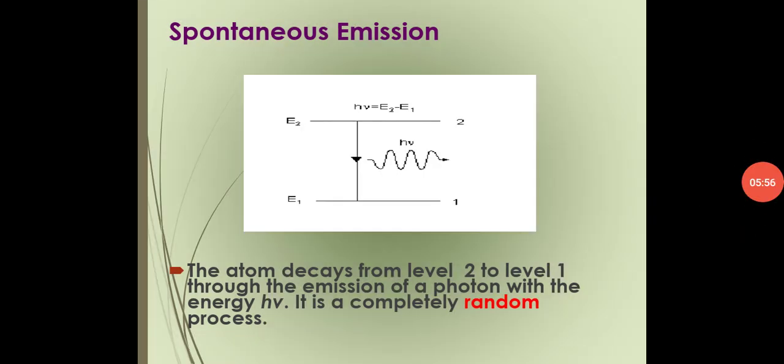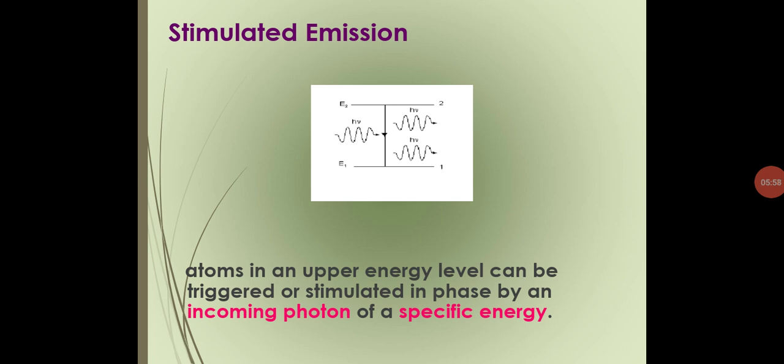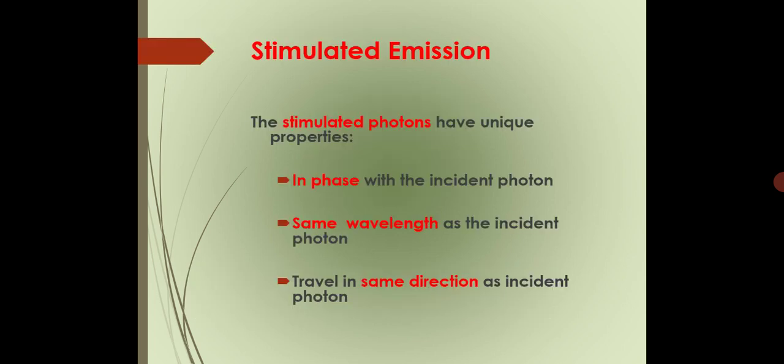Now, what is stimulated emission? When we give external energy to the excited electron in the E2 level, that incident photon stimulates the transition from the higher energy level to the lower energy level, and it gives out two photons: one incident photon and one generated photon. The importance is that both photons have the same energy h nu, both are in phase, and the direction is also the same. That's why this is called stimulated emission.